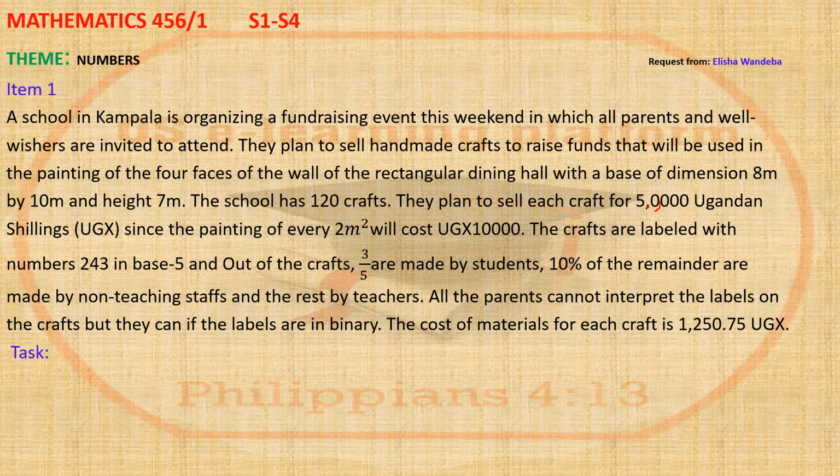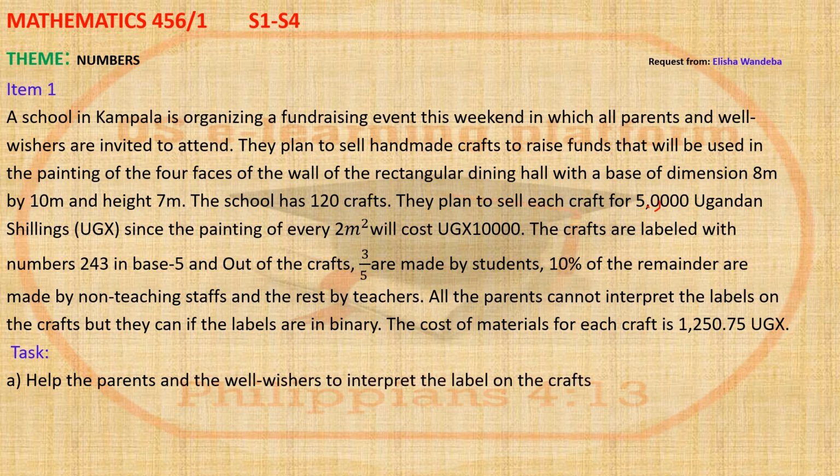All the parents cannot interpret the labels on the craft, but they can if the labels are in binary. The cost of the materials for each craft is 1,250.75 UGX. Task: help the parents and the well-wishers to interpret the label on the crafts.